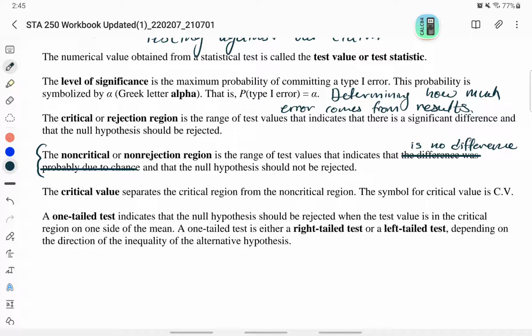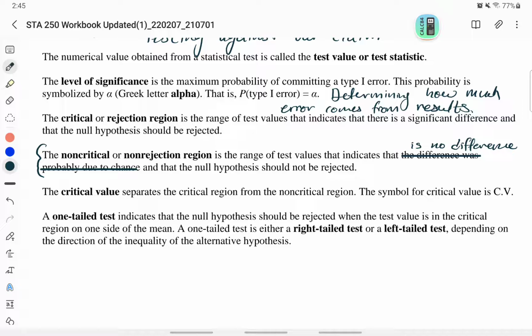The critical region or the rejection region is the range of test values that indicates that there is a significant difference and the null should be rejected. Remember, the null hypothesis is not what we are claiming. So if our test value lands in the critical region, then we can state that there is enough evidence to support our claim.